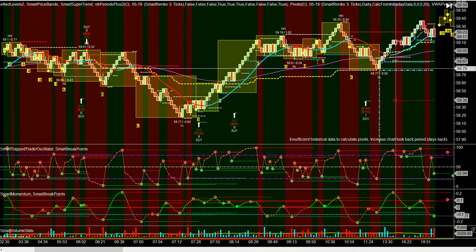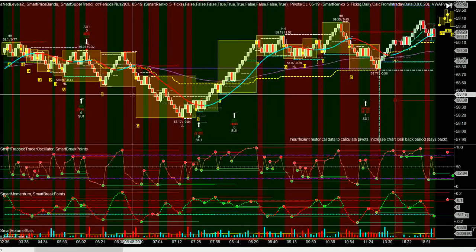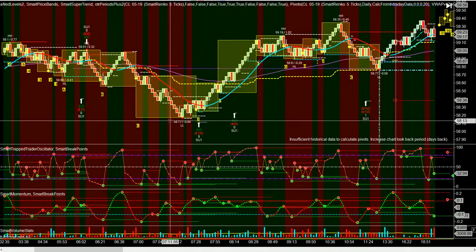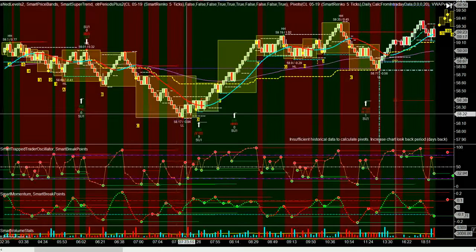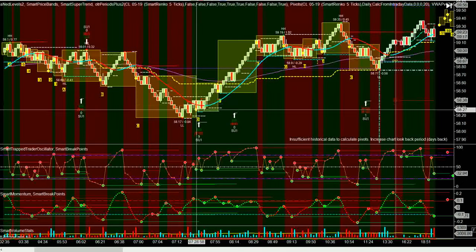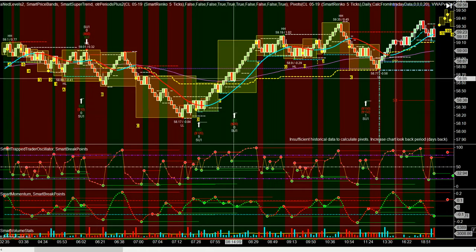This particular one right here, also a 3D pattern. Market came down in C period, the third 30-minute period of the day, came up A, B, C, D, and formed another 3D pattern. Another 3D pattern right here.